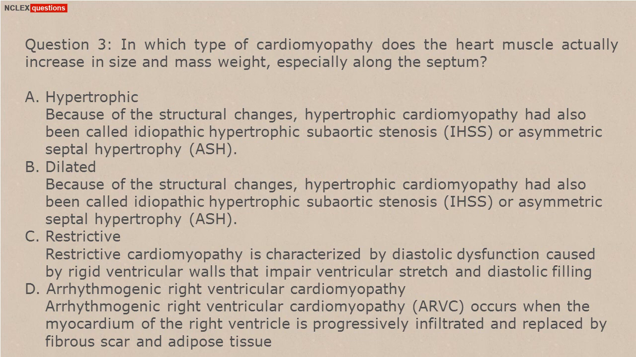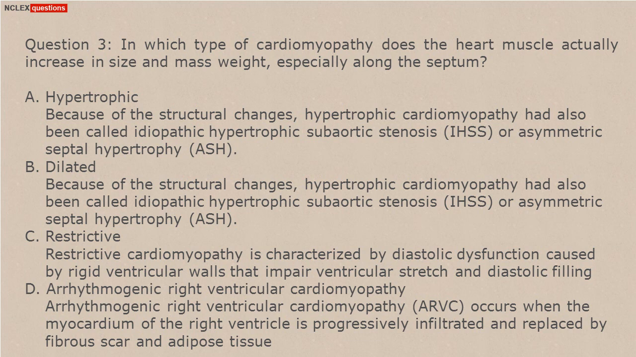Question 3. In which type of cardiomyopathy does the heart muscle actually increase in size and mass weight, especially along the septum? A. Hypertrophic. Because of the structural changes, hypertrophic cardiomyopathy has also been called idiopathic hypertrophic subaortic stenosis, IHSS, or asymmetric septal hypertrophy, ASH.